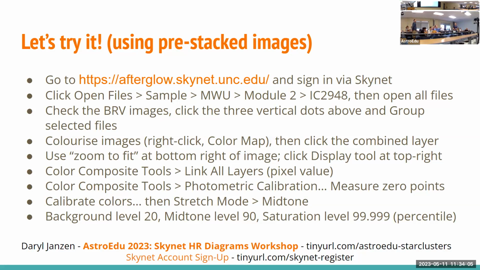What's that, Matt? We don't yet. No, we're gonna do that next. Okay, so next we have to link all layers pixel value, because there's a percentile one. Photometric measures of field calibration. It just takes a minute, and you might have to scroll down to see. So it's running. Okay, then you can just click calibrate color.